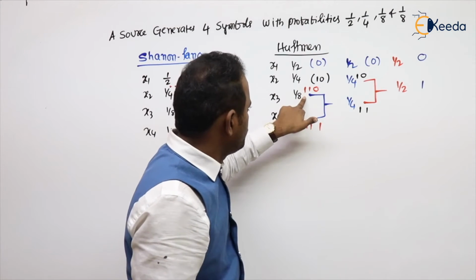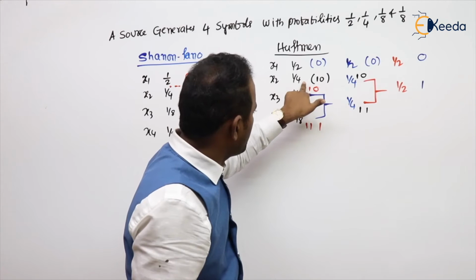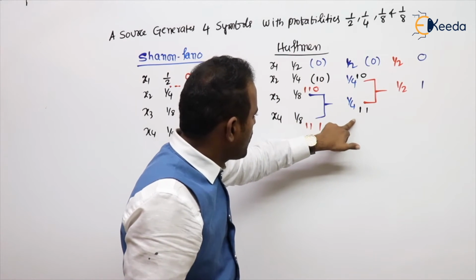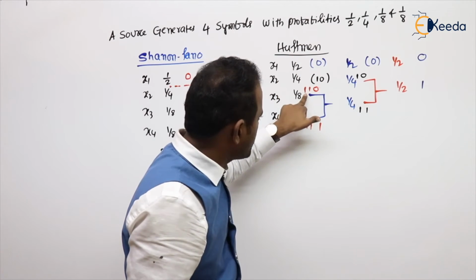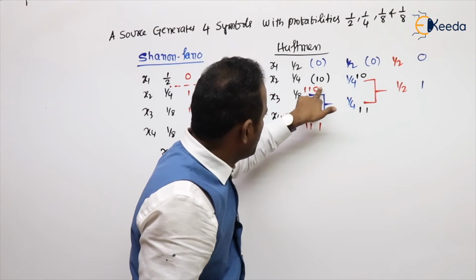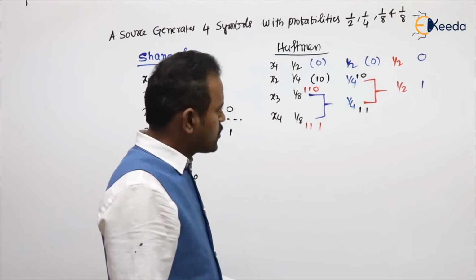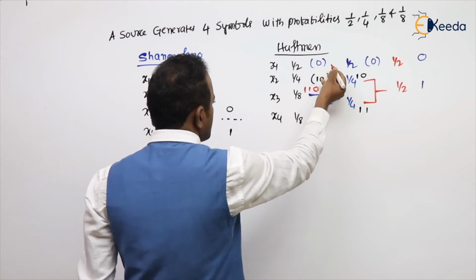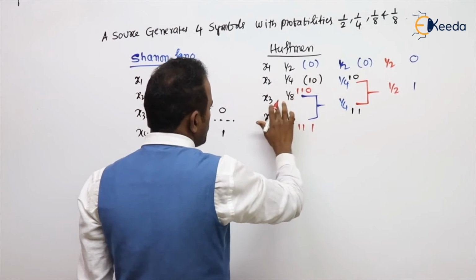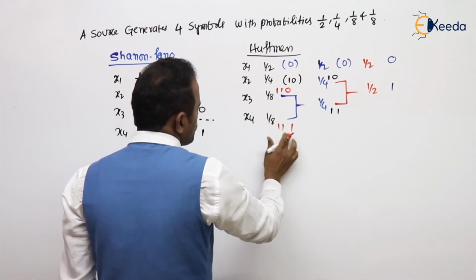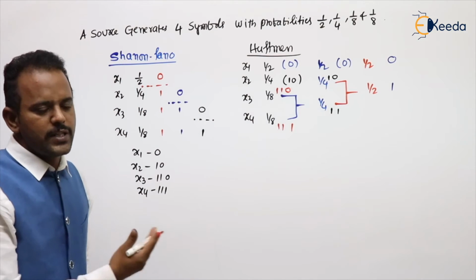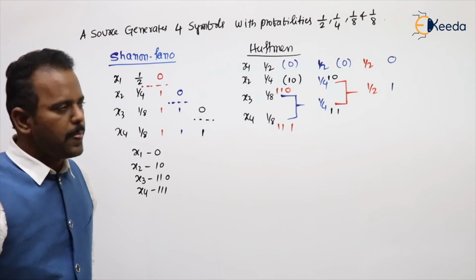Next, this 1 by 4 stays the same, so 1, 0. This 1 by 4 comes from these two, so above we keep 1, 1, 1, 1, then above 0, below 1. So what codes did we get? X1 is 0, X2 is 10, X3 is 110, X4 is 111. It is almost similar here because it's a simple problem.